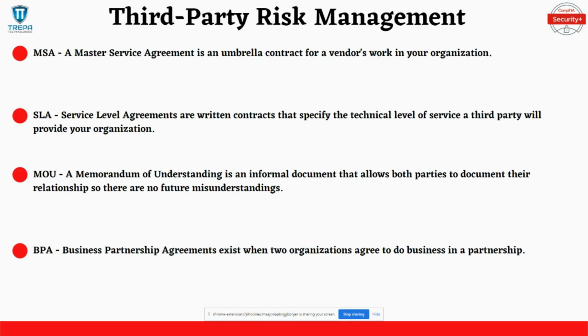An MOU is a memorandum of understanding, an informal document that allows both parties to document their relationship so that there are no future misunderstandings between parties. A BPA, or a business partnership agreement, exists when two organizations agree to do business in a formal business partnership.